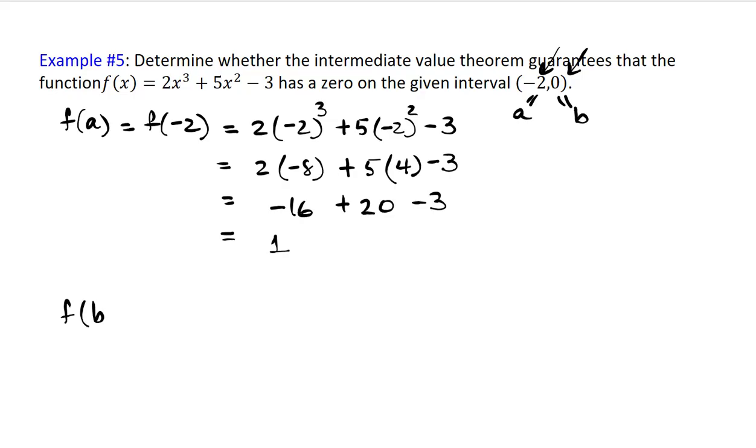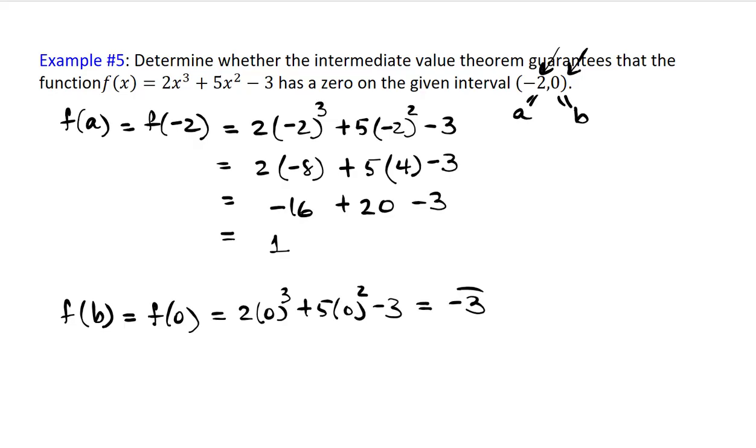And now we evaluate f of b, which is f of 0. And f of 0 here is basically the constant term there. Hence, this function value is -3, and the function value at -2 is +1.